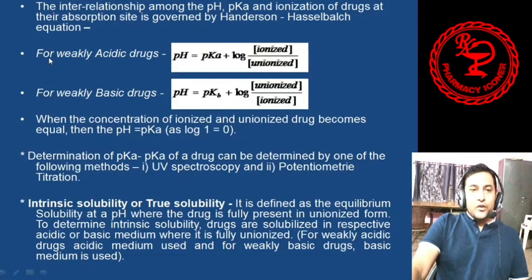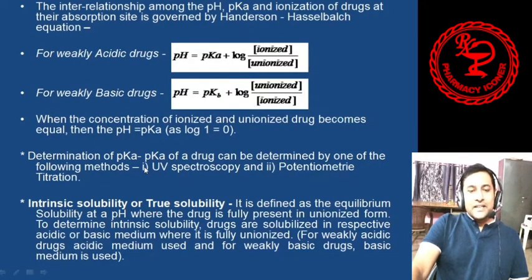The equation for weakly acidic drug is pH equal to pKa plus log ionized drug divided by unionized drug, and for weakly basic drug pH equal to pKb plus log unionized drug by ionized drug. Now, when the concentration of ionized and unionized drug becomes equal, then the pH becomes equal to pKa or dissociation constant, as the log value of 1 equals 0.